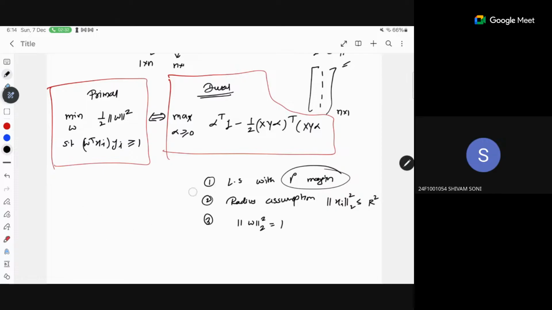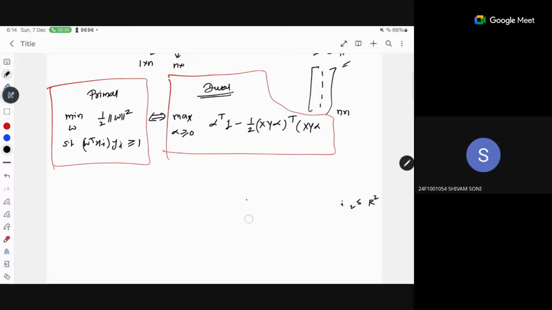But what do you mean by convergence of the perceptron algorithm? That the number of mistakes is finite. The number of mistakes is less than or equal to R square by gamma square. It has an upper limit, so the number of mistakes is upper bounded.